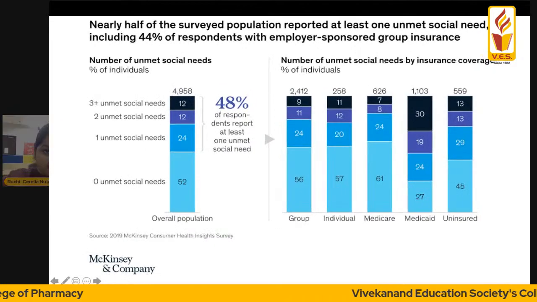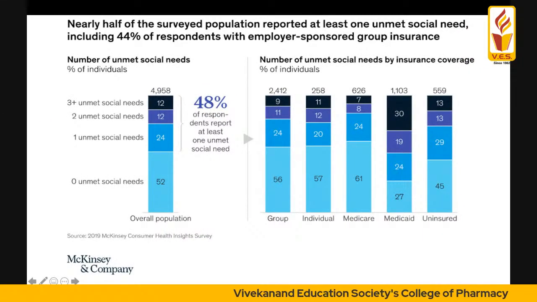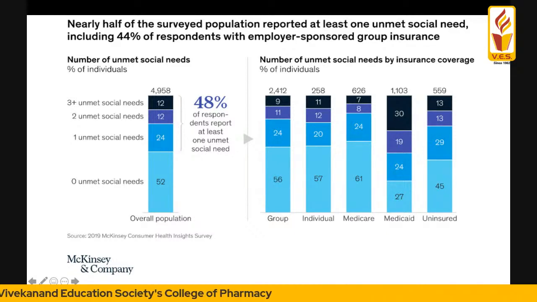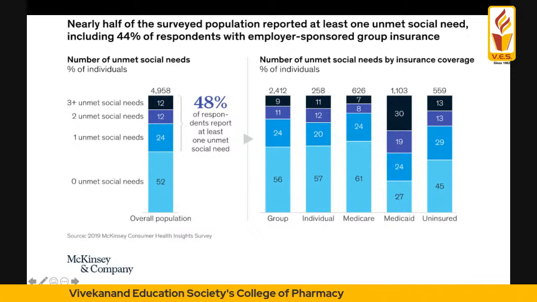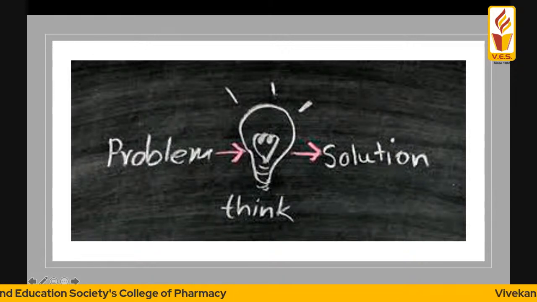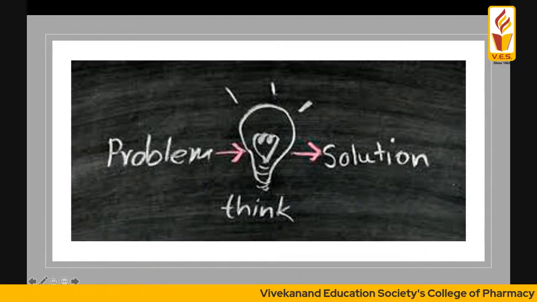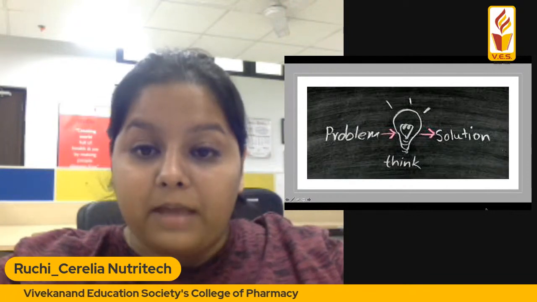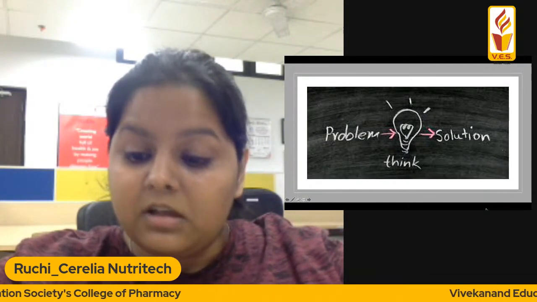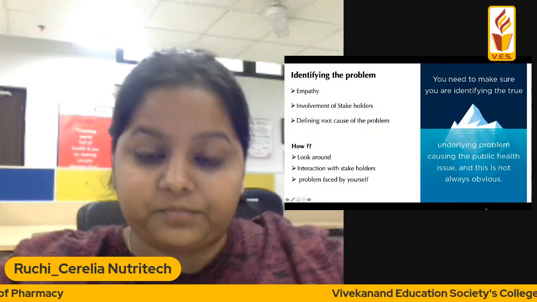According to a recent McKinsey survey, nearly 50%, like 48% of respondents, said that they faced at least one unmet social need. And out of this, around 60% said that they had an unmet medical need. So as a researcher, what we can do is identify the problem, use our intellect. Since we are gifted researchers and scientists, we have that capacity to find solutions for the betterment of society.